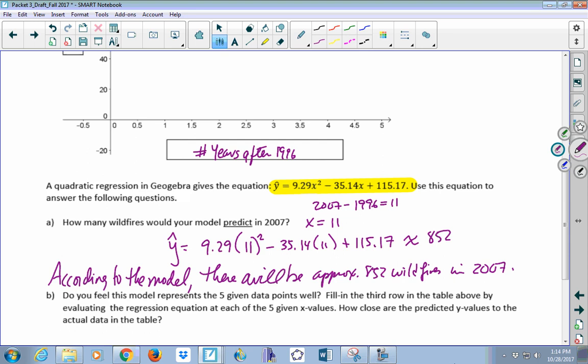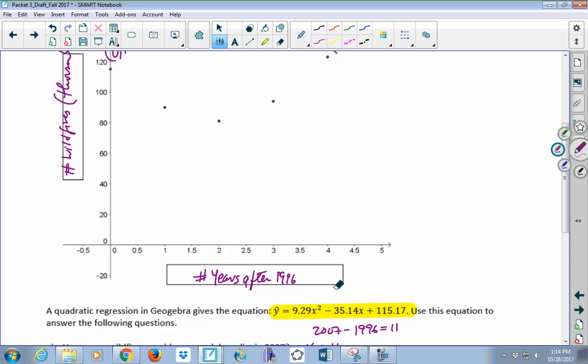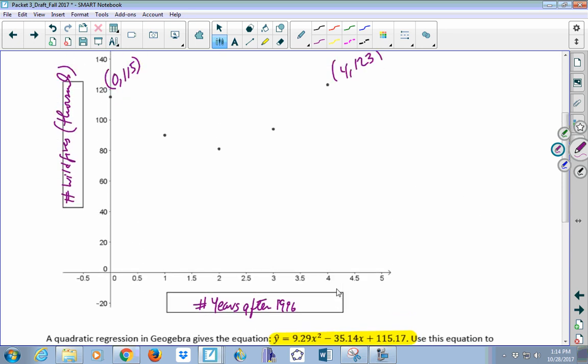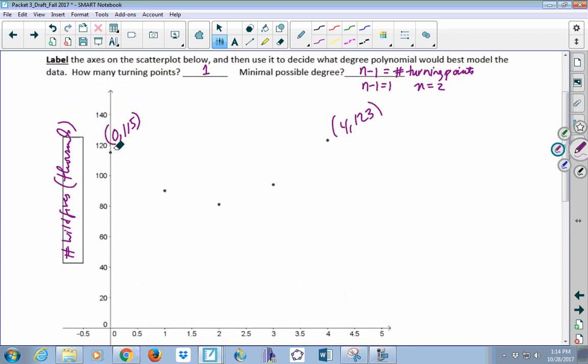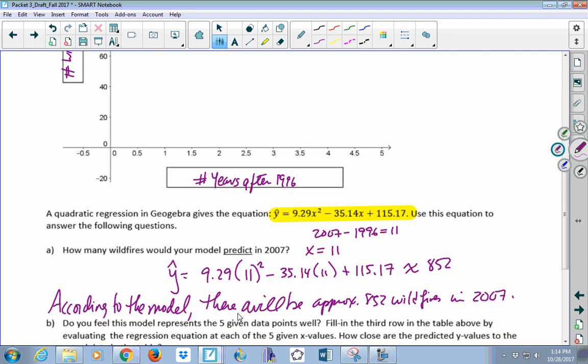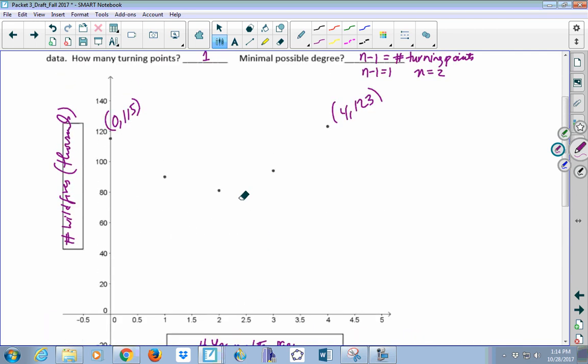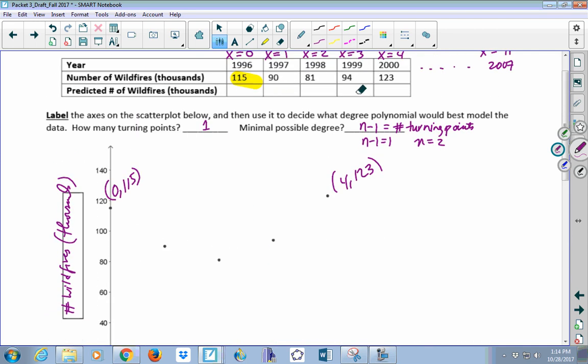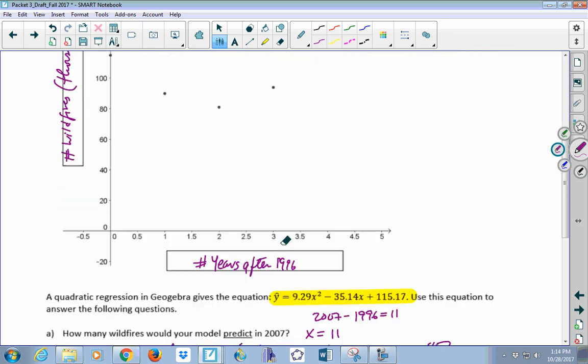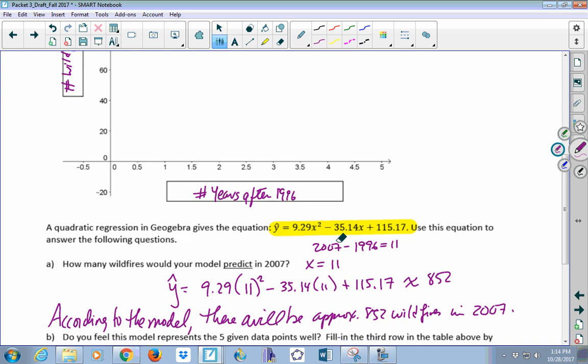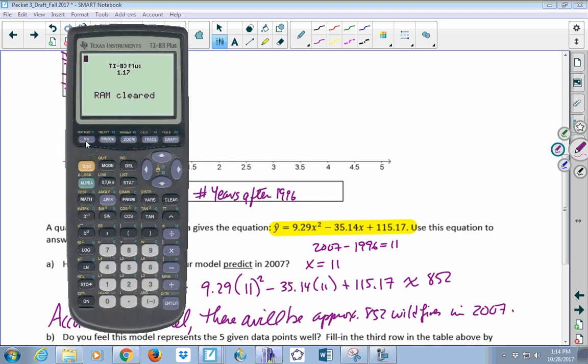Okay. Do you feel this model represents the 5 given data points well? Well, let's take a look. The 5 given data points. Well, the only way to know that is to actually draw the regression equation based on this model, or actually write in the predicted number of wildfires for each of these. So what I'm going to do is put this equation into my graphing calculator under y1.